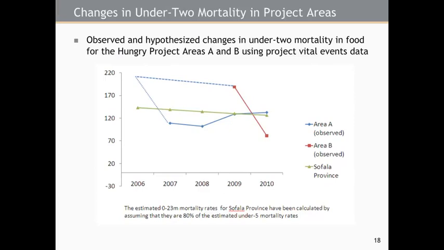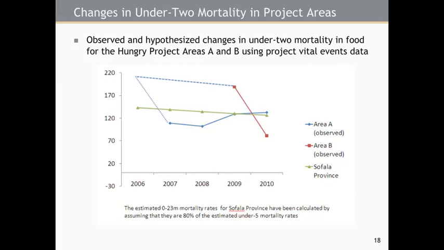The solid blue line that you see are the vital events that were reported in Area A, but unfortunately the project did not begin reporting these vital events until more than a year after project activities began functioning. So presumably there was some significant mortality decline that took place during that initial period when vital events weren't being registered.